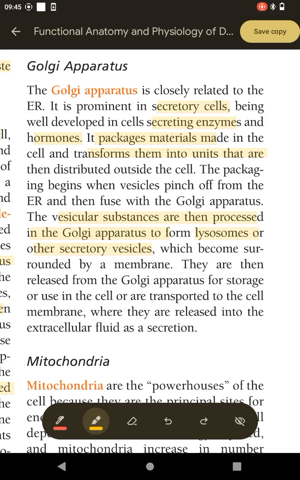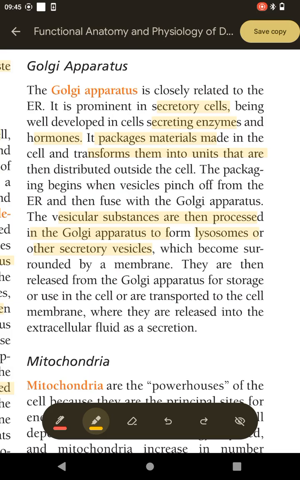Okay, so lysosomes and other secretory vesicles become surrounded by membrane, unlike nucleoli. They are then released from the Golgi apparatus for storage or use in the cell, or transported to the cell membrane where they are released into the extracellular fluid as secretion.